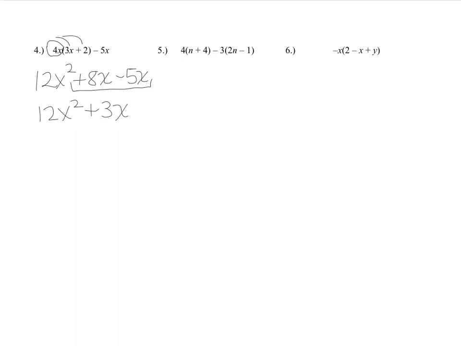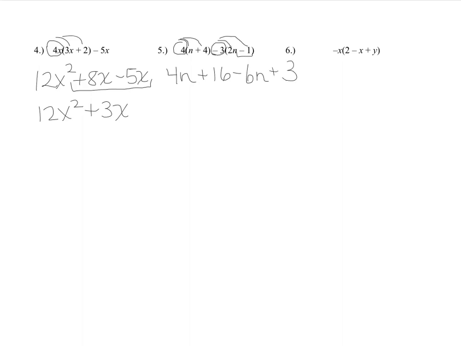Number 5, you have 2 sets of parentheses and 2 things to distribute. So in number 5, you're going to circle the 4, and the 4 goes to the n and the 4. And then you don't just circle 3 in the next one, you circle negative 3. It gets distributed to 2n and negative 1. So then now 4 times n is 4n. 4 times 4 is positive 16, so I'm writing plus 16. And then negative 3 times 2n is negative 6n. And negative 3 times negative 1 is positive 3.